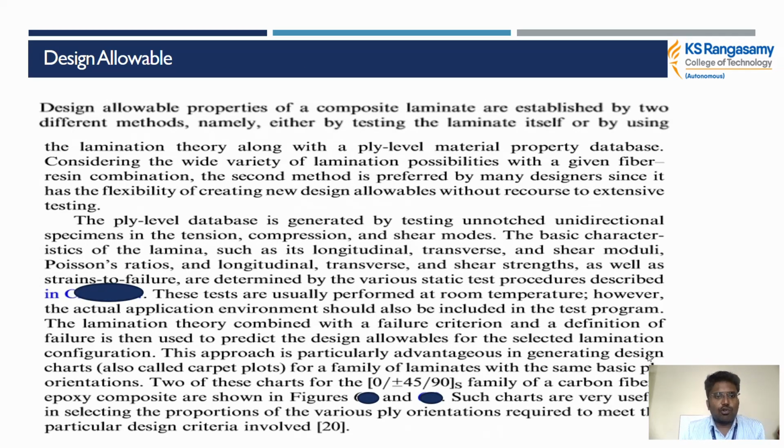Next is the design allowable. When we design and calculate, we have to consider the following things, which we will discuss one by one. First, lamination theory is used along with a ply-level material property database, considering the wide variety of laminations possible with a given fiber-resin combination. The second method, preferred by designers for its flexibility, is creating new design allowables without recourse to extensive testing.